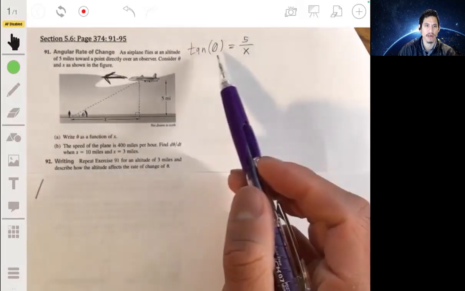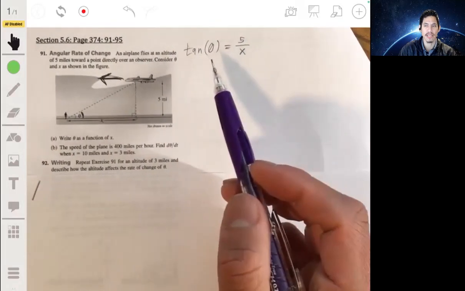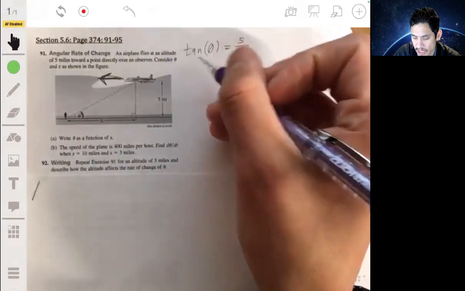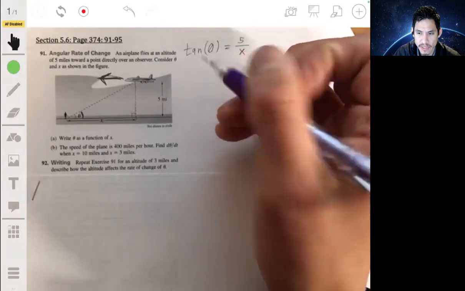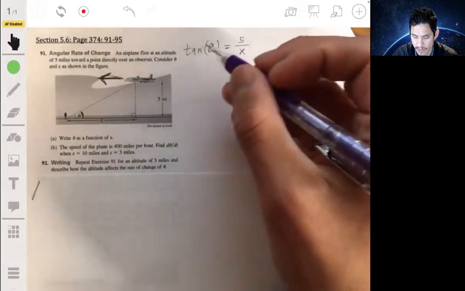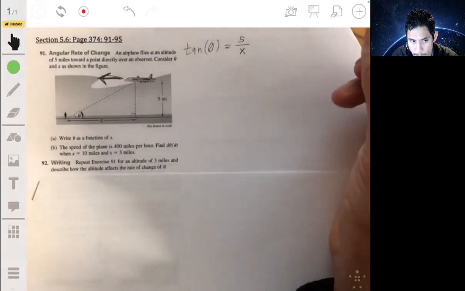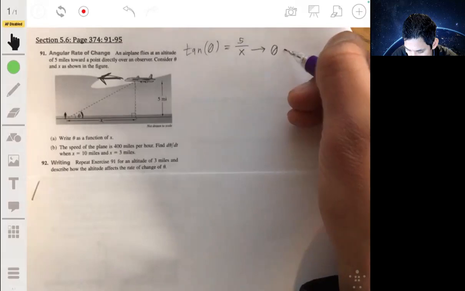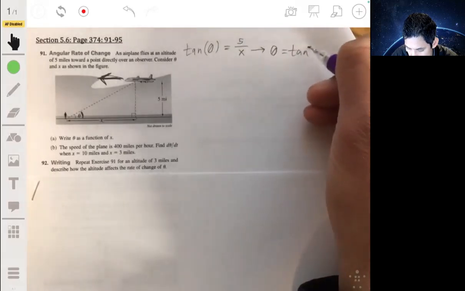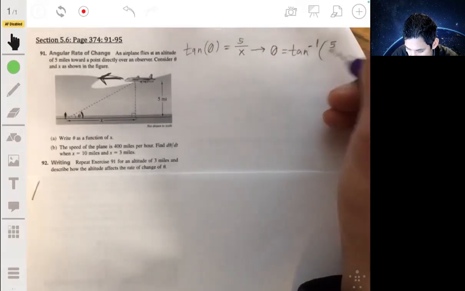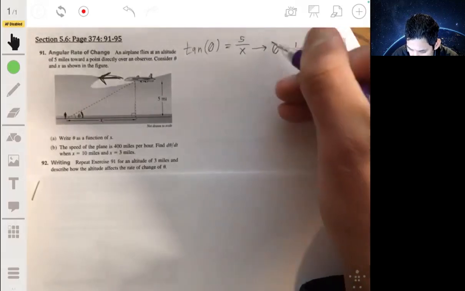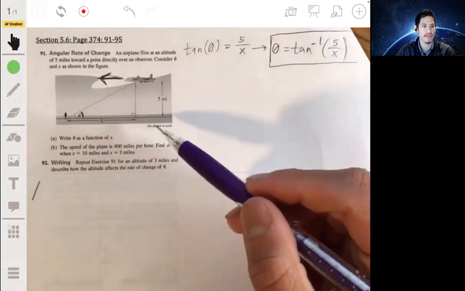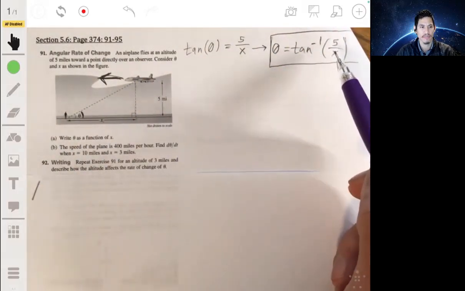But we need to get theta by itself. So what we're going to do is take the inverse tangent of each side of the equation, because taking the inverse tangent of the tangent is going to undo the operation. So you'll just be left with theta. So what you'll have here then is that theta is equal to the inverse tangent of 5 over x. So now we have an equation for theta as a function of x.